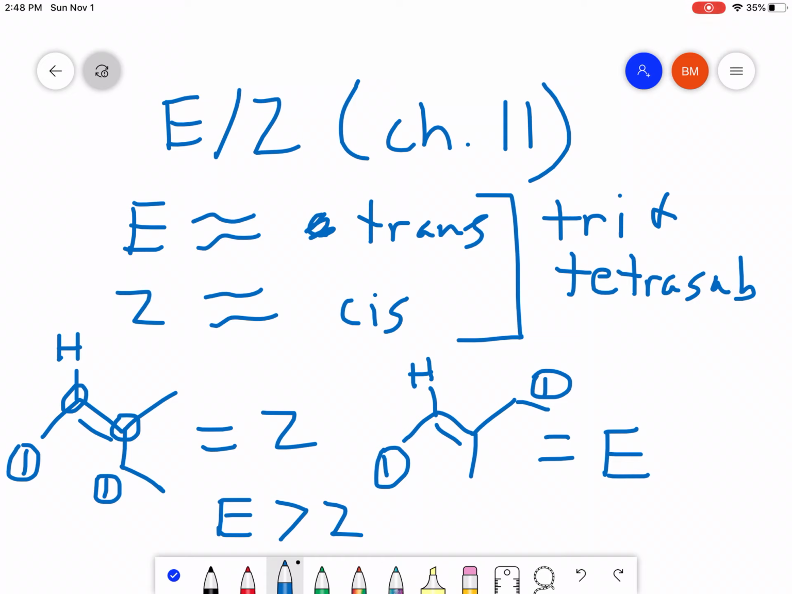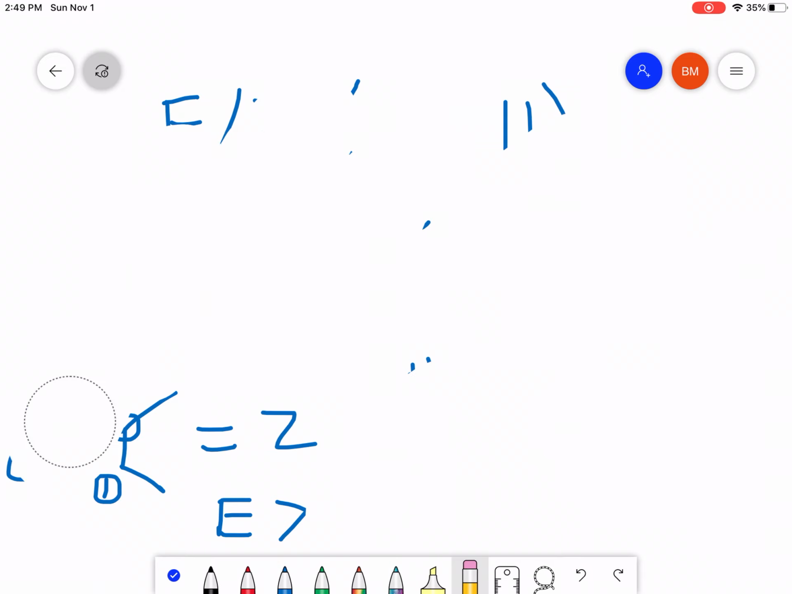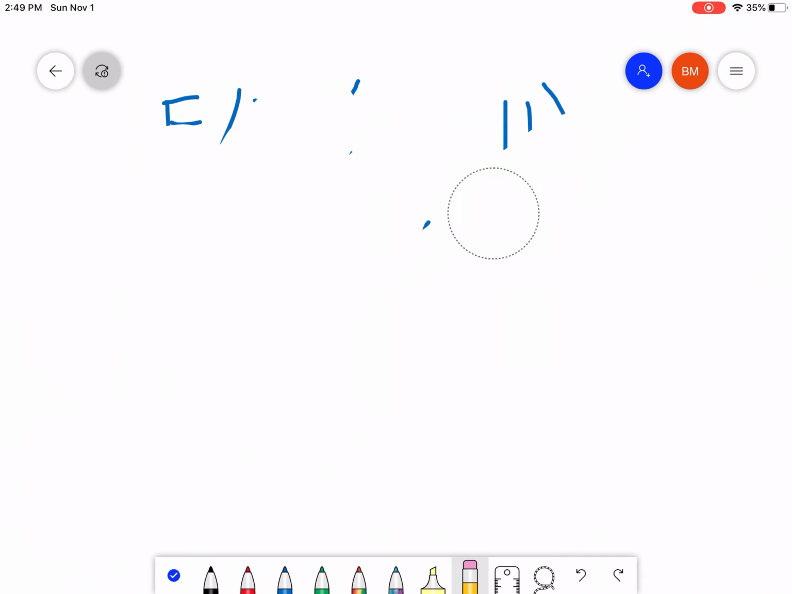Okay, and so you can certainly get into cases whenever you're doing problems where you'll see EZ, cis-trans, tetra, tri, di substituted, etc. All these factors can pop up. All right, here's an example.